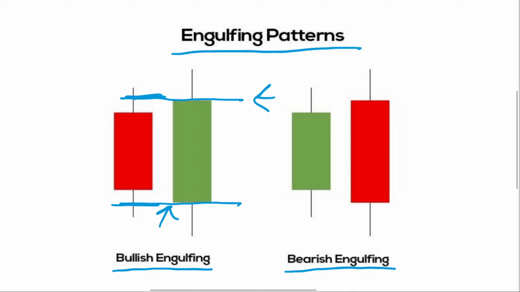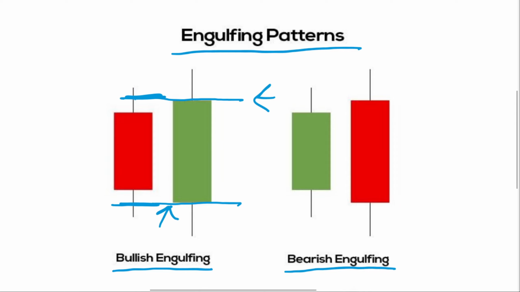As for the wicks, the wicks we have up here, down here, down here, they don't actually matter pretty much at all when it comes to the engulfing pattern. When we spot engulfing patterns, we only look at the real bodies. And the real bodies are the fat parts of the candle. So this is the real body for the red, and this is the real body for the green.